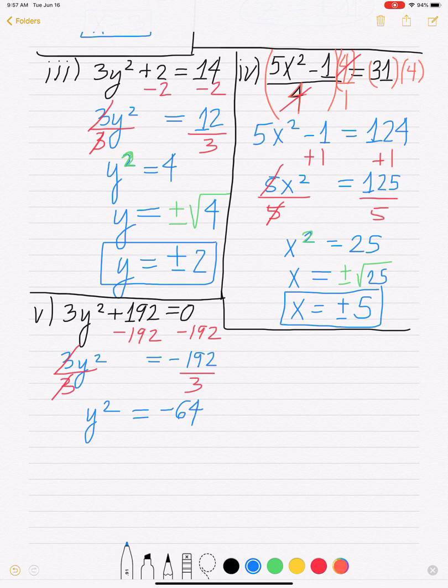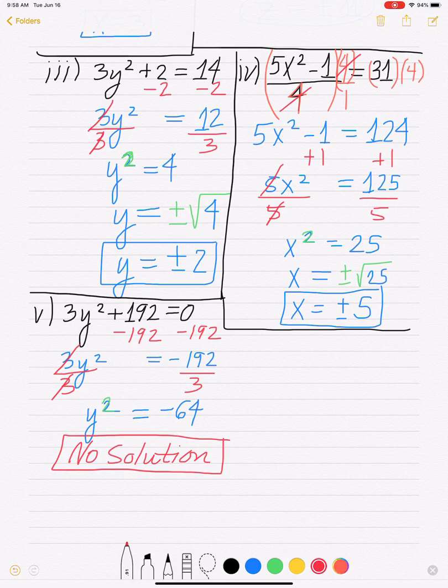Now, you might say, hey, we got an even power here, which you're correct. We do have an even power. But the right-hand side is not positive. So actually, when you have an even power and the right-hand side is negative, you're going to have no solution. Right? You can't square a real number and get a negative. It's impossible to square a real number and get a negative.